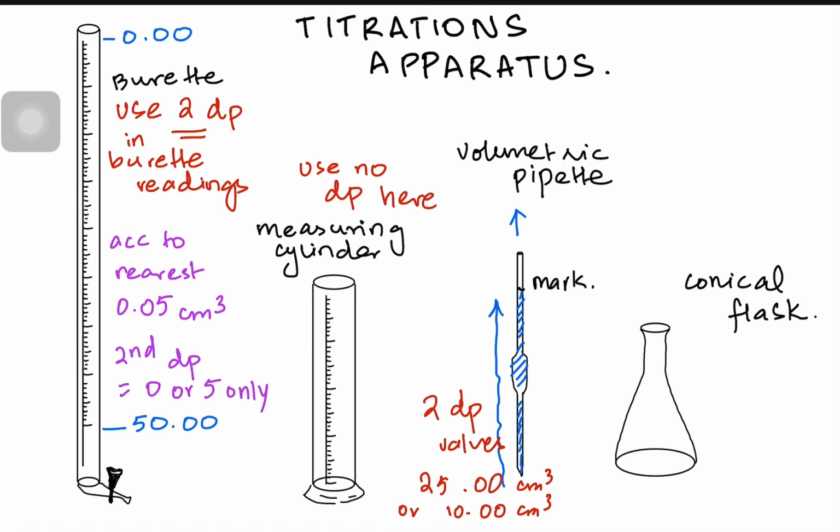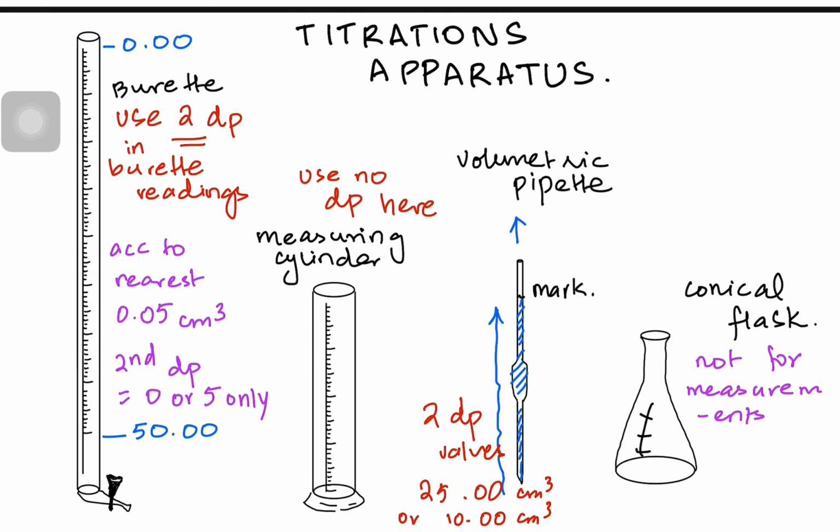A conical flask is not for measurements. Remember, a conical flask is not for measurements. You just perform the reaction here. Even though a conical flask has some graduations on it, lines which give you 10, 20, 30 centimeter cubic values, you never use it for measurements.